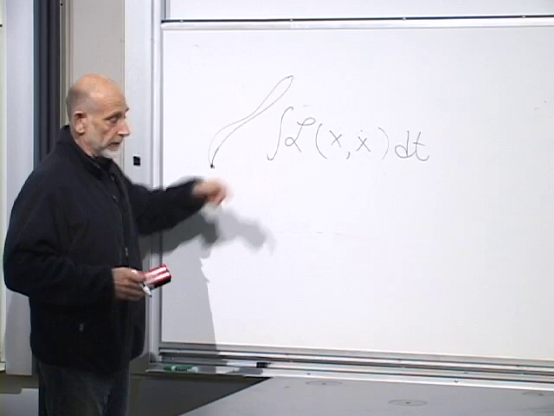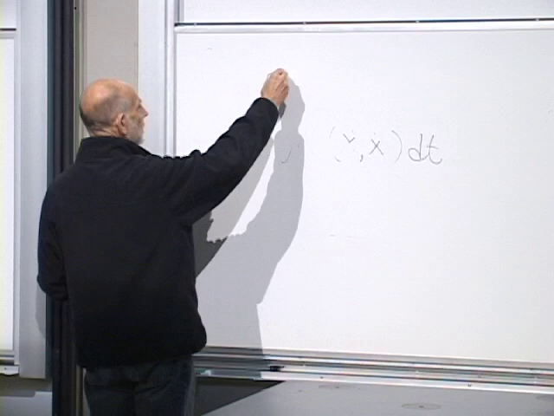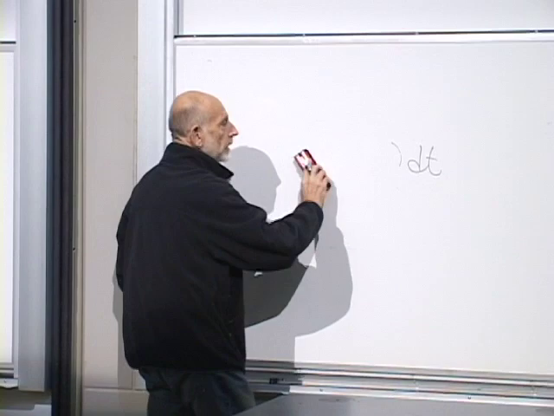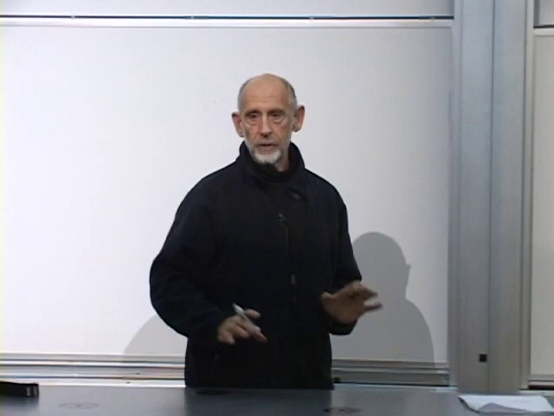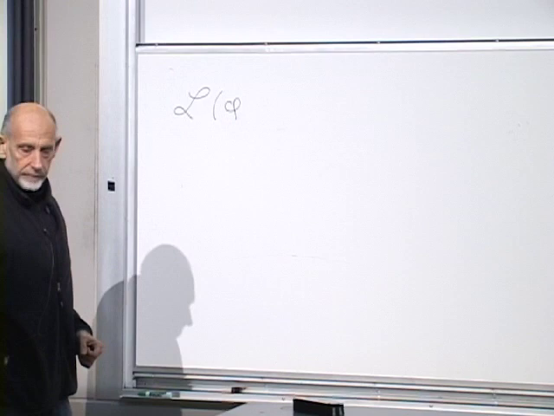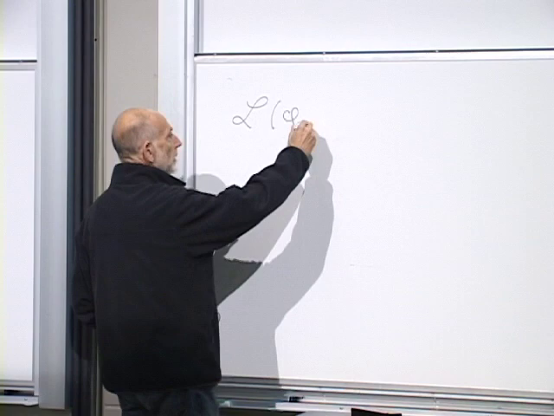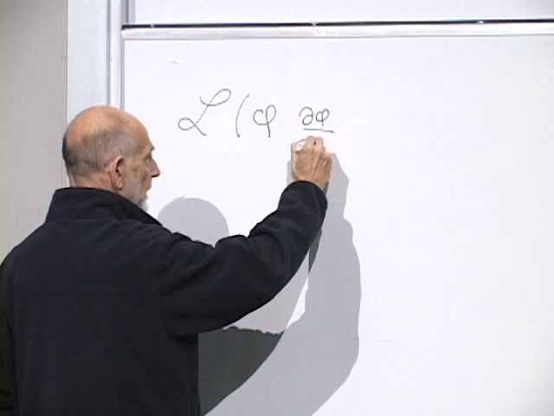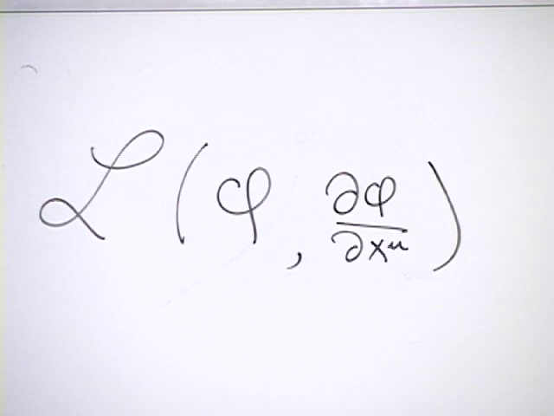And of course it's an orbit which connects some initial configuration to a final configuration. For a field theory, the equations of motion, the classical equations of motion, are also determined from a Lagrangian. The Lagrangian is a function of whatever fields, I'll call them generically just phi, and not just the time derivatives of the fields, but the space derivatives and the time derivatives. Let's say derivative of phi with respect to x^mu. That's just a shorthand way of saying that the Lagrangian depends on phi and derivatives of phi.